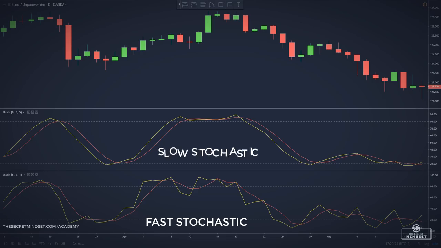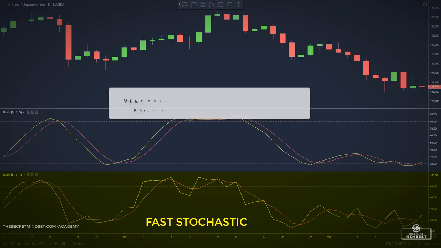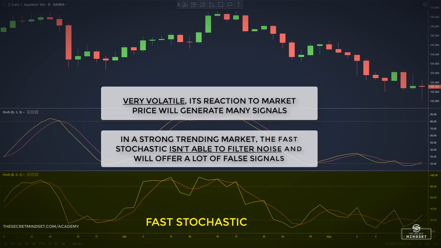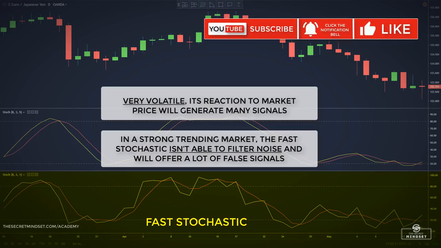The fast stochastic oscillator is very volatile. Its reaction to market price will generate many signals. In a strong trending market, the fast stochastic isn't able to filter noise and will offer a lot of false signals, which will lead to bad trades.